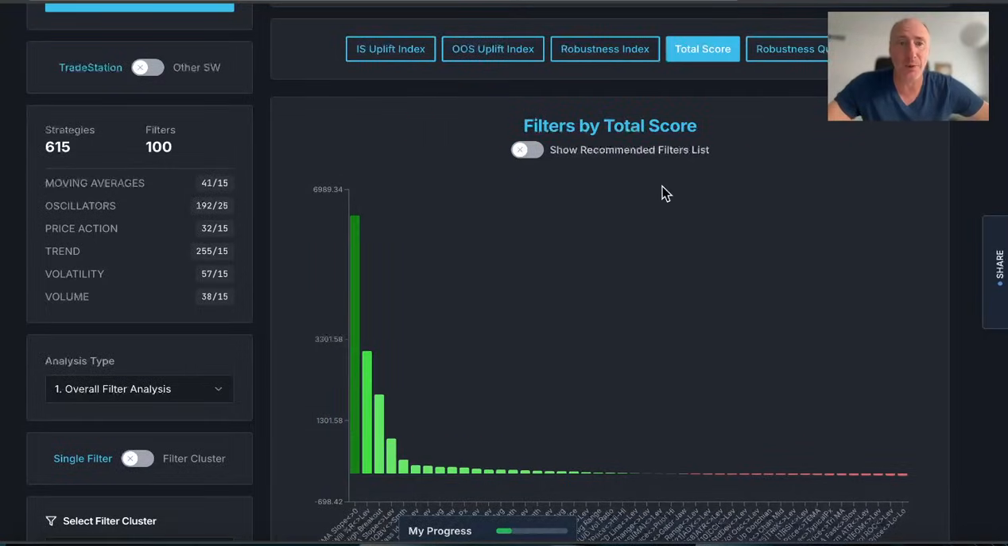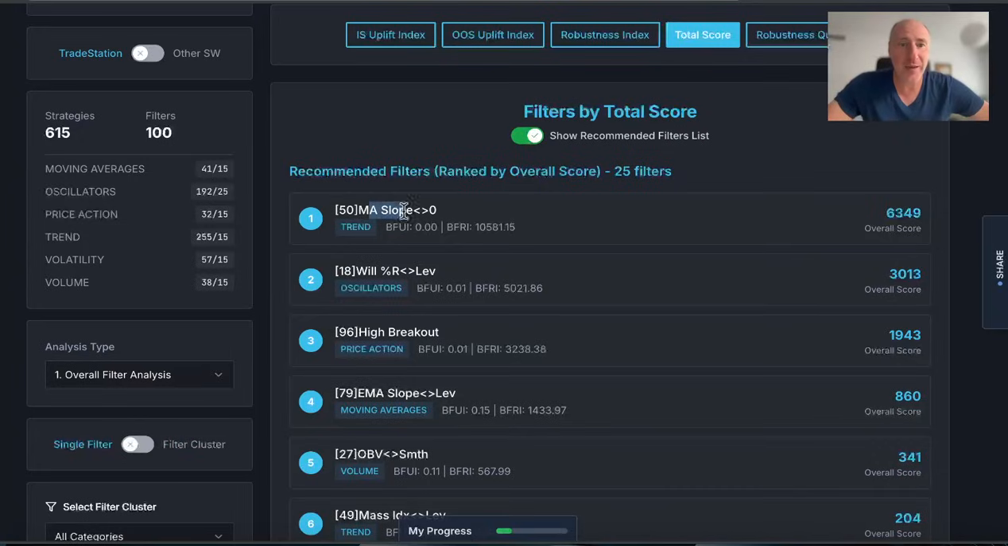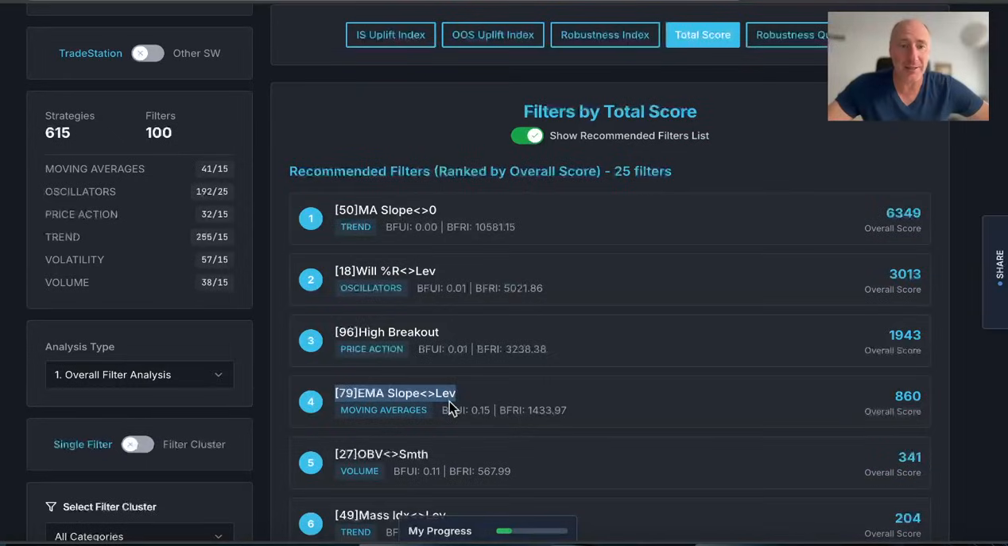And then when I go to the total score, the very best crypto indicator was actually moving average slope, and exponential moving average slope was the fourth one. And I'll tell you the conditions. Stay with me. Now I'll tell you what is so mind-blowing about all this study.